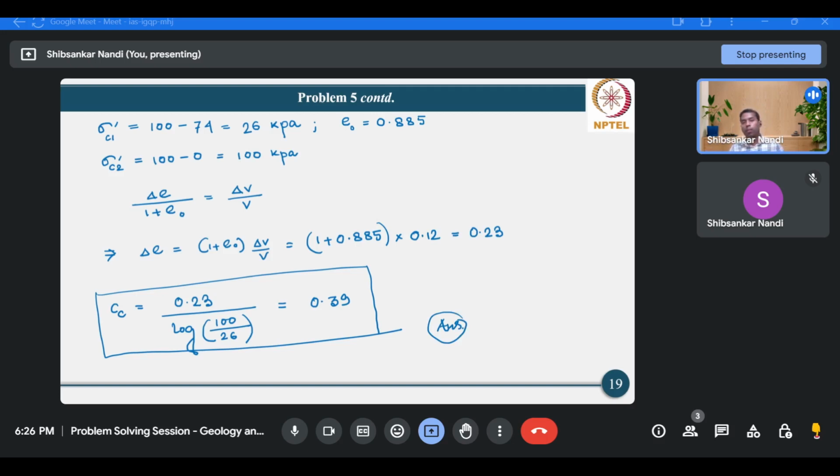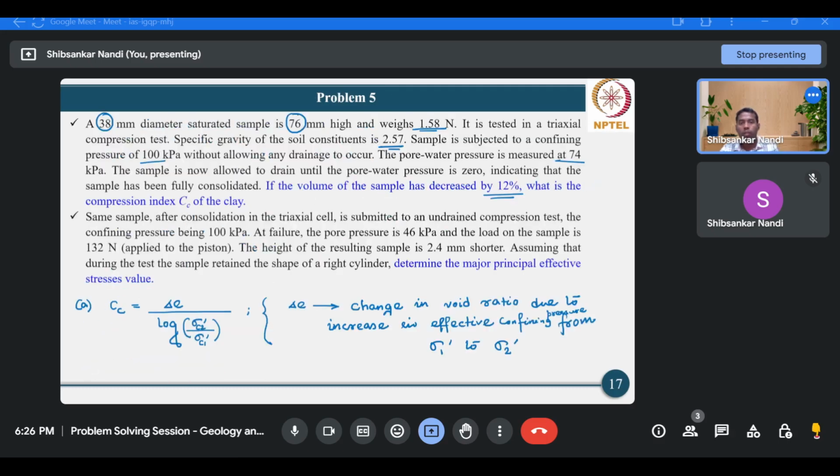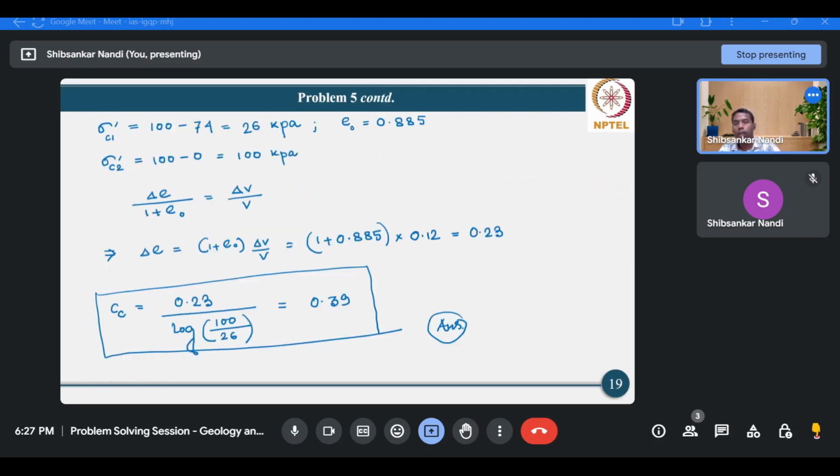In this way we can calculate the compression index from the triaxial test as well. However, this is applicable for isotropic consolidation. Now we'll move forward to the second part of this problem, that is we have to determine the major principal effective stress value at failure.